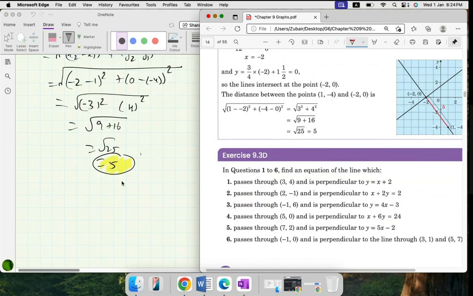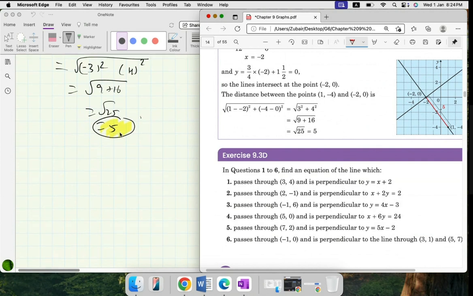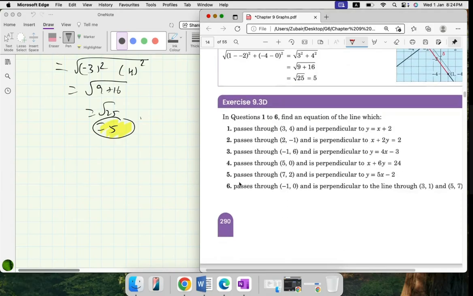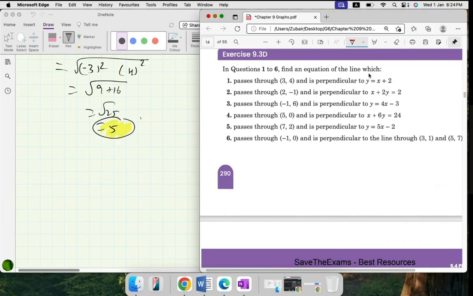Okay, now practice exercise 9.3D. In questions 1 to 6, find the equation of the line which passes through the given point and is perpendicular to the given equation. Leave this and try number 2. It passes through (2, -1) and is perpendicular to x + 2y = 2. Be careful to find the gradient when y is the subject. Try this and share your answer.